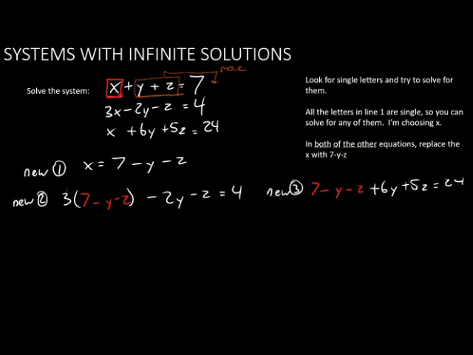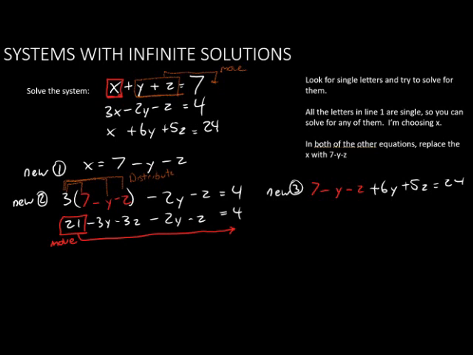Now, on line 2, I will distribute the 3 to this parentheses. 3 times 7 gives 21, 3 times negative y gives negative 3y, 3 times negative z gives negative 3z, the negative 2y and the minus z are still present, and we'll set this equal to 4. You'll notice that we have a constant on the left here. We'll have 21, which we have to move to the other side. When we move it, the 21 will become negative 21. We'll now have 4 minus 21 is negative 17 on the right side, and we will still have negative 3y minus 3z minus 2y minus z on the left.